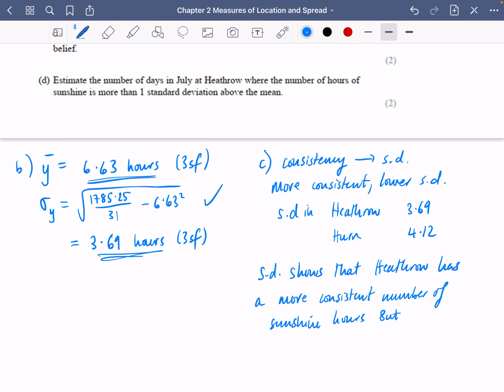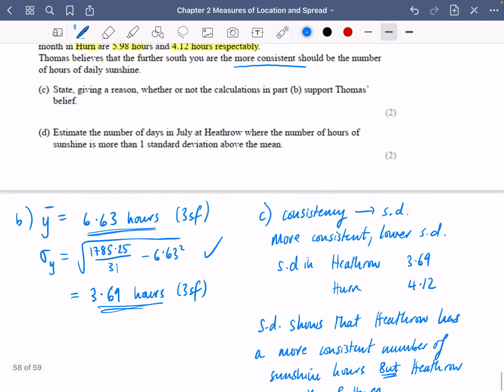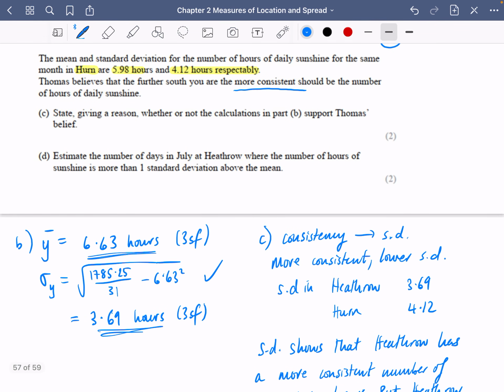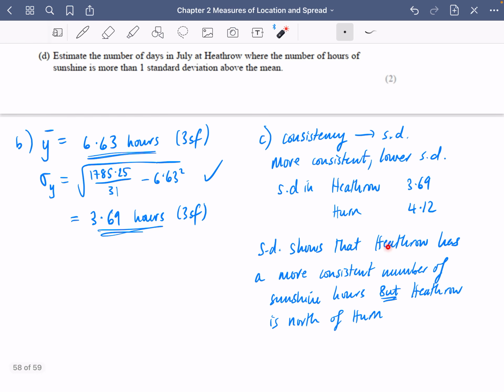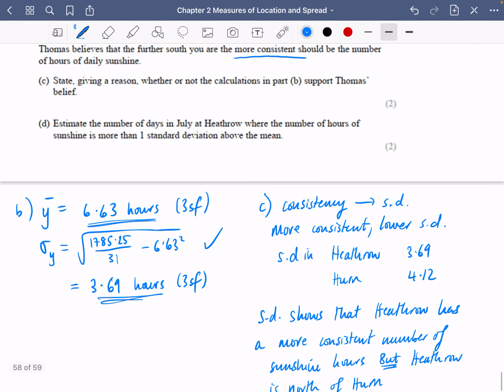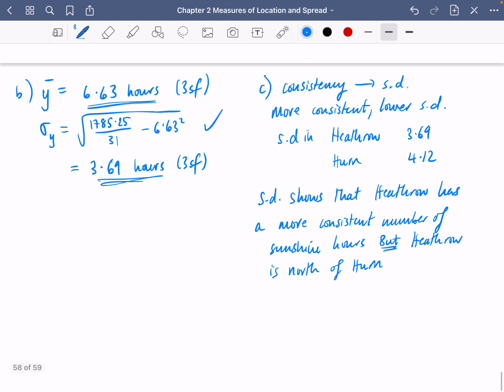But Heathrow is north of Herne. Herne is on the coast. Herne is on the south coast. So I've said here, do they support Thomas's belief? He says that the further south you go, the more consistent. But we've said that Heathrow has more consistent number of hours and it's north of Herne. So what does this say about Thomas's belief? This does not support Thomas's belief.